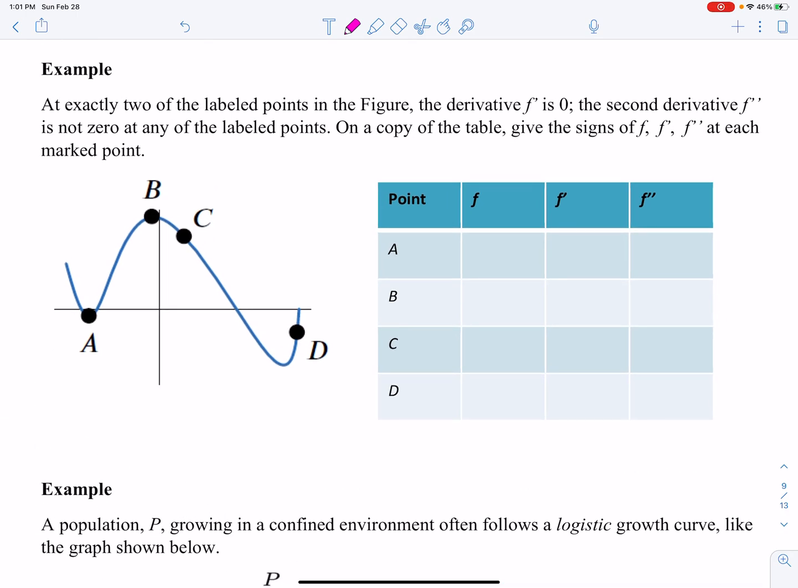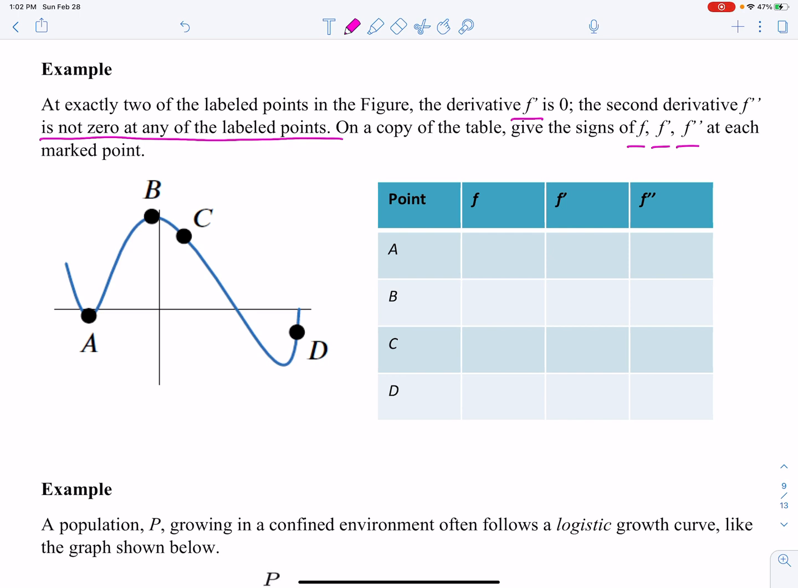So we're going to fill out this graph. At exactly 2 of the labeled points in the figure, the derivative f prime is 0. Second derivative f double prime is not 0 at any of the labeled points. On a copy of the table, give the signs, so positive, negative, of the function, first derivative, and second derivative at each marked point. Okay?